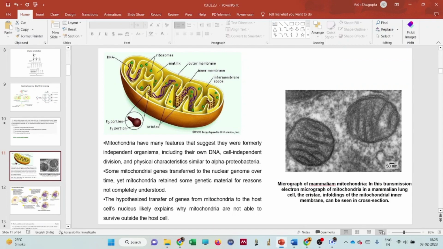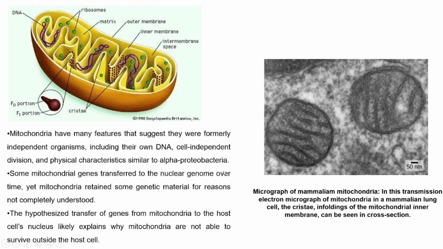People are still doing research. Some mitochondrial genes were transferred to the nuclear genome as the eukaryotic cell developed throughout the years, so there was actually no point keeping a unique genetic material inside the mitochondria. But mitochondria still retain some kind of genetic material for reasons that are not particularly understood to date.